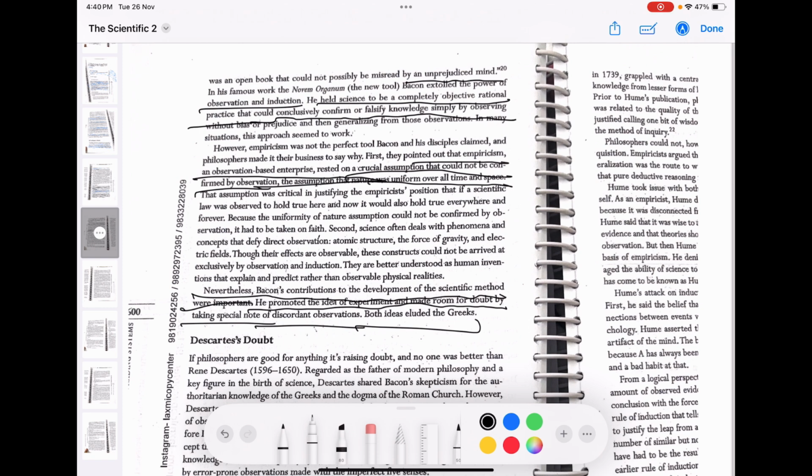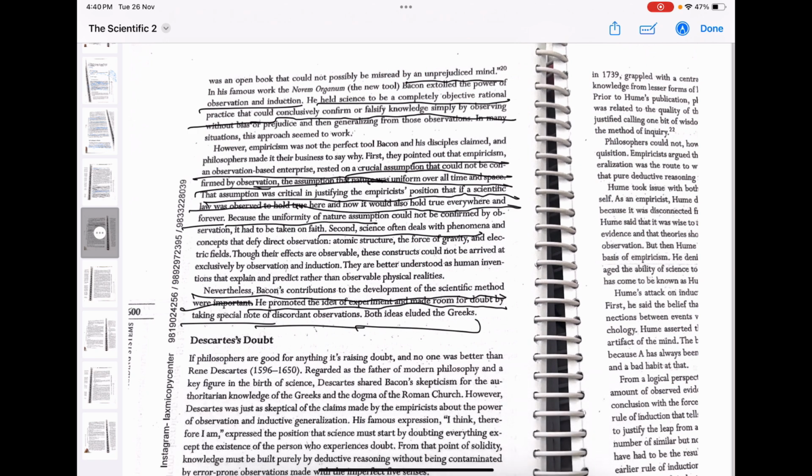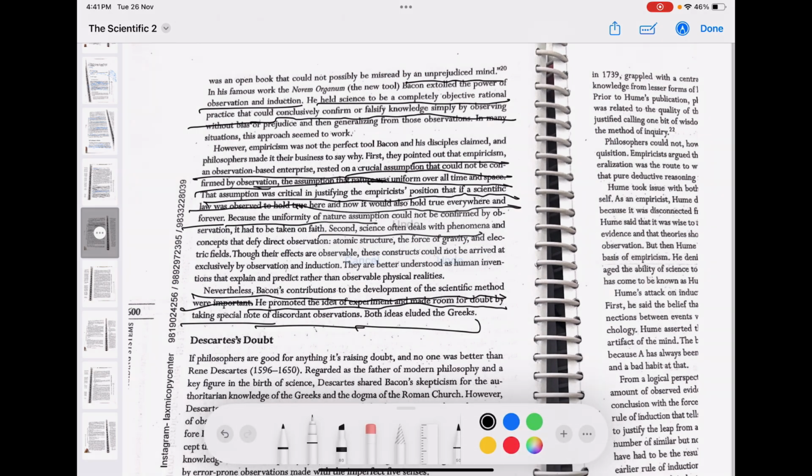So, the assumption would be critical in justifying empiricism's position: if a scientific law was observed to hold true, it would also hold true everywhere forever, because of the uniformity of nature. But this assumption could not be confirmed by observation. It had to be taken on faith.